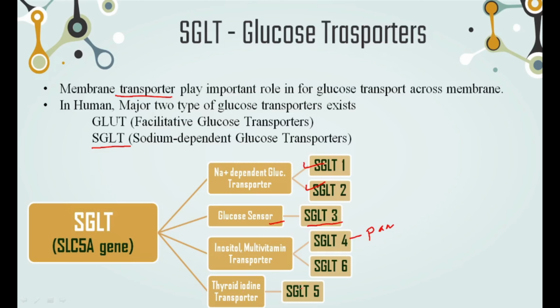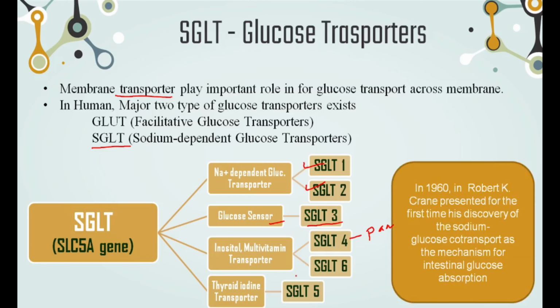Clear? SGLT5. Some recent evidence found that SGLT5 is expressed in the renal cortex, though its function is unknown and it is considered an orphan transporter. In 1960, Robert K. Crane first discovered the sodium glucose transport as a mechanism of intestinal glucose absorption. So these are the different SGLTs in the human body.